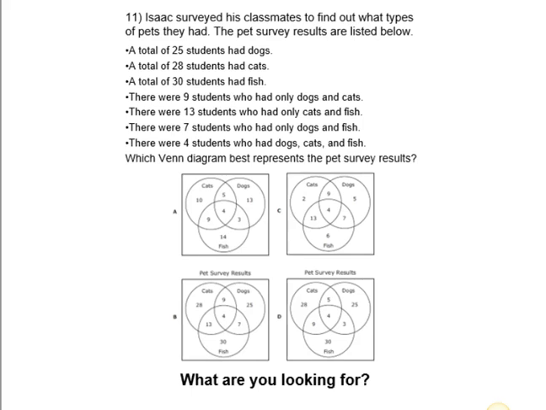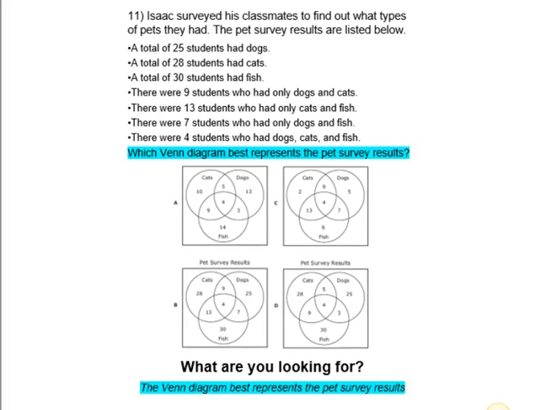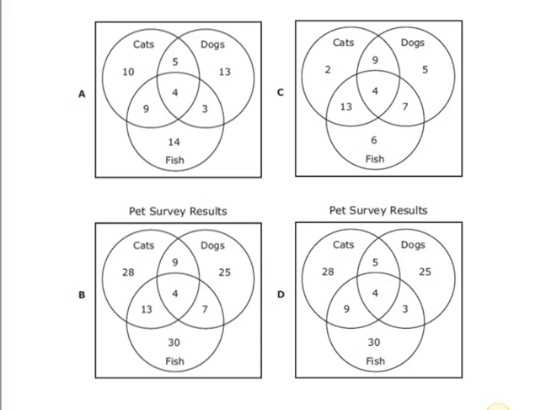Okay, what are we looking for? We are looking for the Venn diagram that best represents the pet survey results. So let's take a closer look at our Venn diagrams, our answer choices, to see. Let's take a look at A, B, C, and also D.